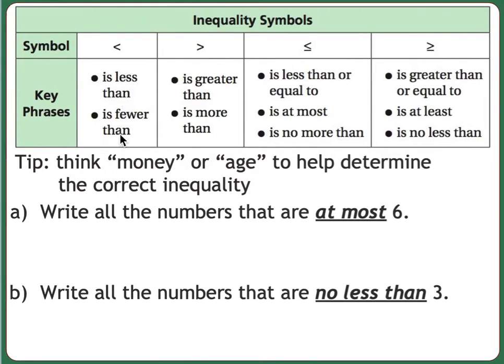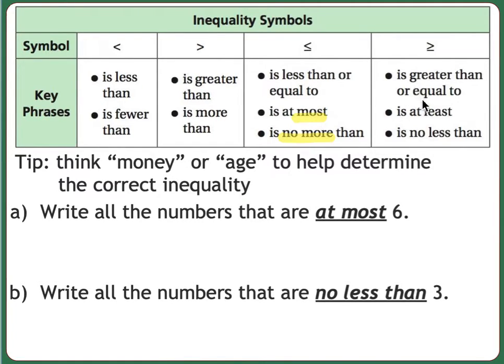So is less than can be said is fewer than, pretty straightforward. Is greater than is more than, again pretty straightforward. But now these other two get a little trickier. So is less than or equal to, we could say is at most or no more than. So that seems kind of counterintuitive since we're saying it's less than or equal to, and then we use the word most and no more than. So that's something we have to keep in mind.